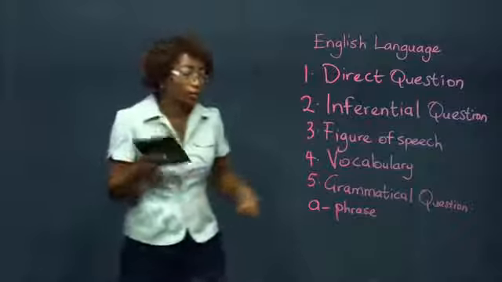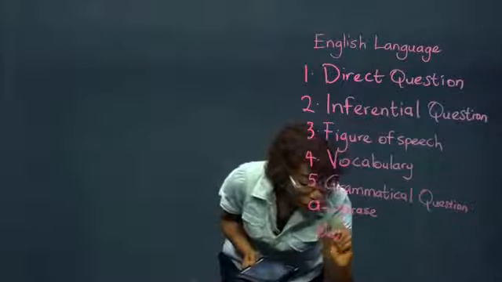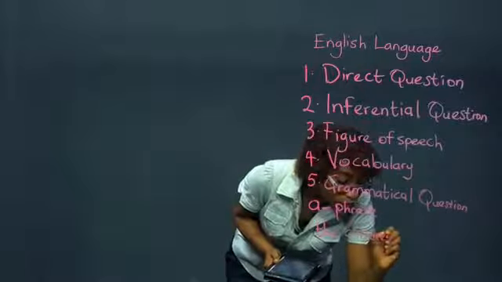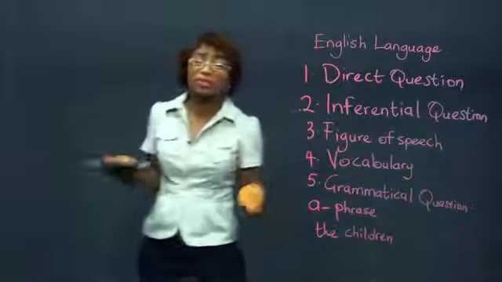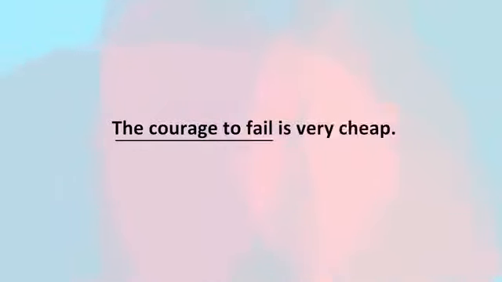I'll give you an example. The children. The children is a phrase. It doesn't have a subject. It doesn't have a verb. It's just a group of words. Now, I'll give you another example. "The courage to fail is very cheap." That's the sentence that was picked. What was underlined is "the courage to fail."